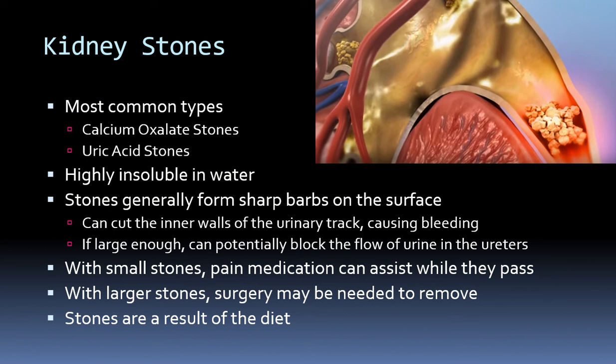These kidney stones can often have very sharp edges and barbs around the surface, which can cut into the inner lining of the urinary tract, which can result in bleeding as well as potential infection from the waste products in urine or bacteria in urine, causing inflammation and other issues. Now, if those kidney stones are too large, however, they might actually block the flow of urine through the ureters, and that would be quite a terrible issue.